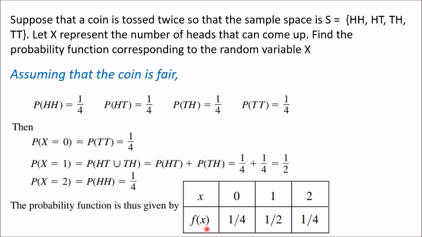And then we denote that as the probability function, or the function of x. So, the probability that it is 0 is 1/4. Okay, nandun. The probability that it is 1 is 1/2. Andito. And then the probability that it is 2 is 1/4. So, ito na ngayon yung tinatawag nating probability function.